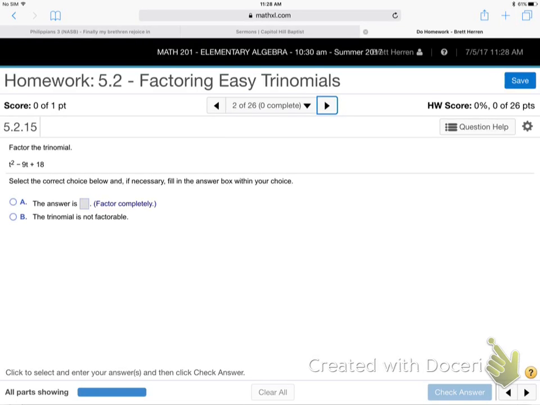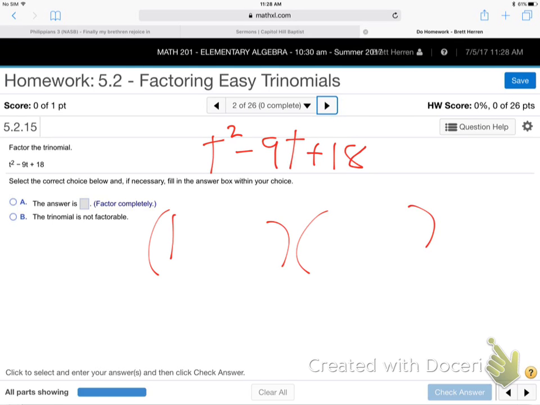Let's try t squared minus 9t plus 18. So right away you do the two parentheses, t's in the front, and you write multiply over the end and add over the middle. Find those two numbers that times each other to be 18 and add to be negative 9. Give that a try.